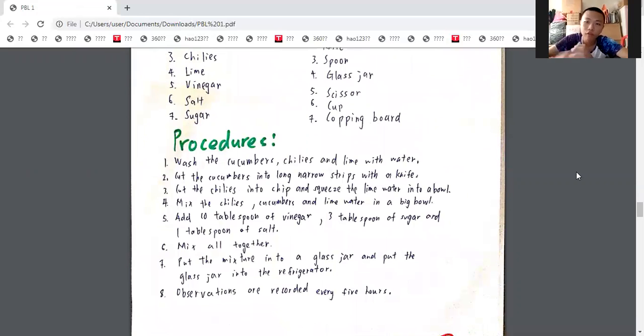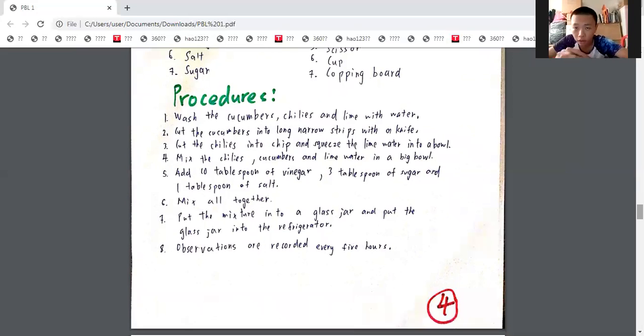The procedure of my food preservation process is: first, I wash the cucumbers, chilies, and lime with water. Second, I cut the cucumbers into long narrow strips with a knife. I also cut the chilies into chips and squeeze the lime water into a bowl. After that, I mix the chilies, cucumber, and lime water in a big bowl. I also add 10 tablespoons of vinegar, 3 tablespoons of sugar, and 1 tablespoon of salt, and I mix all together. I put the mixture into a glass jar and put the glass jar into the refrigerator. Observations are recorded every 5 hours.